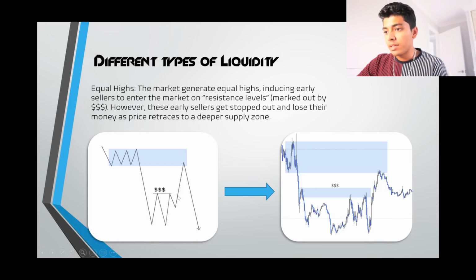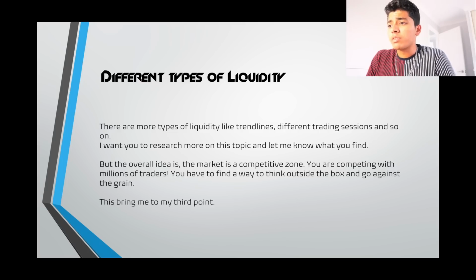So here we can see that some early sellers would have been trying to take sells here. You can see that they're probably in profit here. Price came back up and they took another trade and they're in profit, but eventually price just takes their stop losses and it retraces into this deeper demand zone and then it reverses off again. Does that make sense, guys? There are more types of liquidity like trend lines and different trading sessions and so on. I want you guys to do some research on this and let me know what you find, okay?